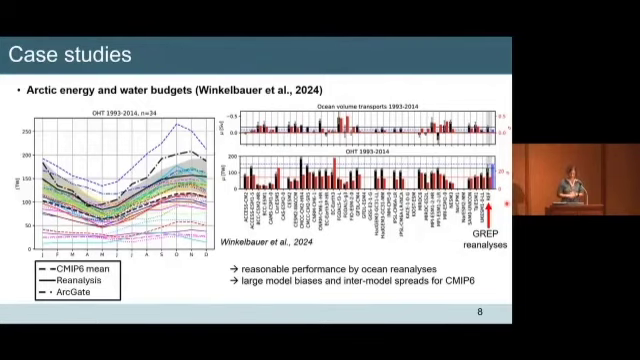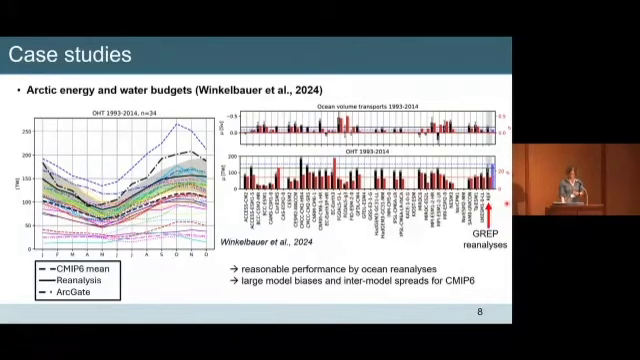Yes, this can also be seen in the bar plots. So the black bars to the right show the mean values of volume transports on top and heat transports at the bottom. And the last black bar to the right is the mean of the GREP reanalysis. And the blue bar is from observations.